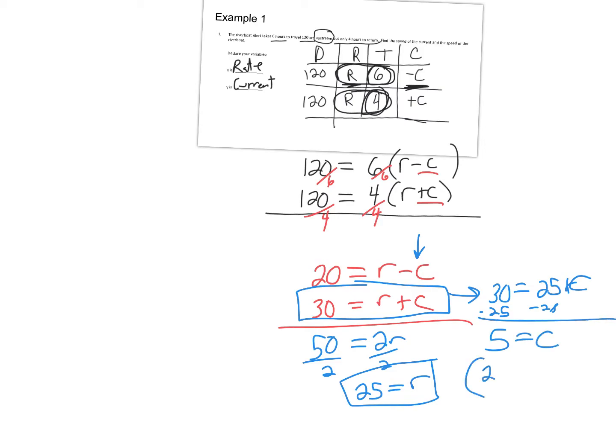So my rate is 25. The current is 5. And there you go. It's that simple. These things are really, really easy. All right, let's go to the next one.